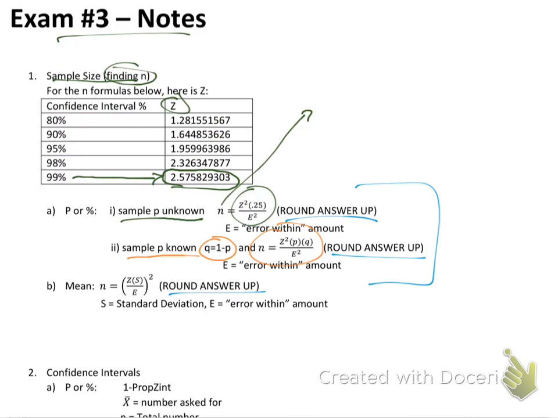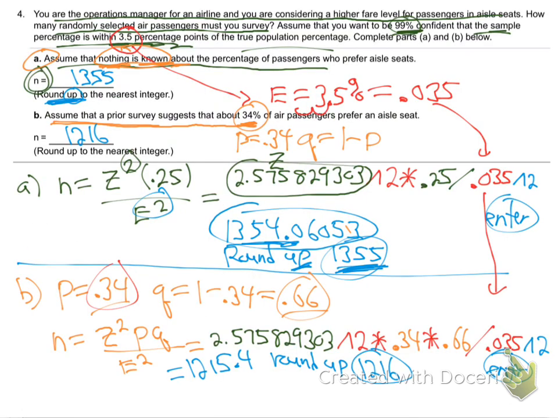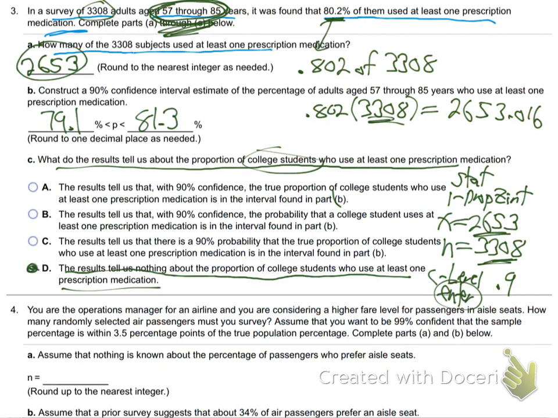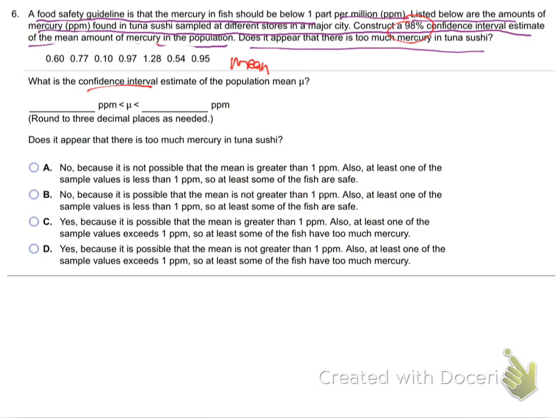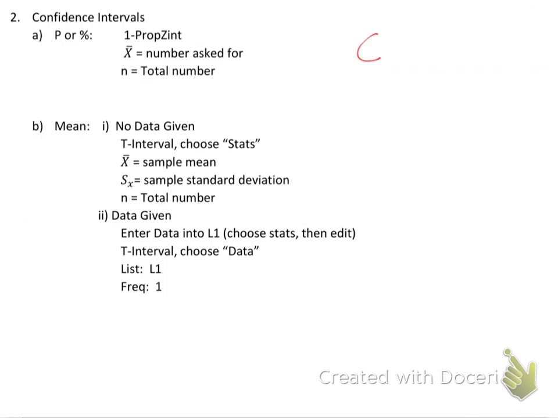It's not like back here on number 4, or let's go back even to number 3, where it said 80.2% of them, right? Not only did we have the confidence level, but we're talking about what percentage of them use the medication. It's not what we're doing here. We're talking about means. Okay, and they're giving us data. Means with data. So this is data, isn't it? So let's go to our class notes.